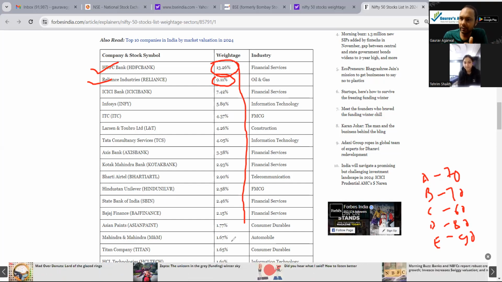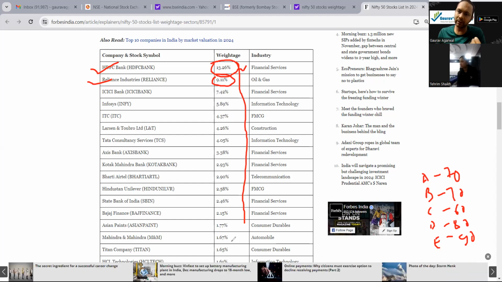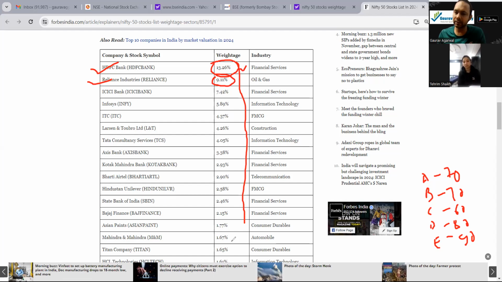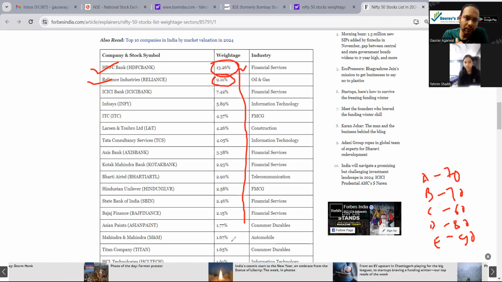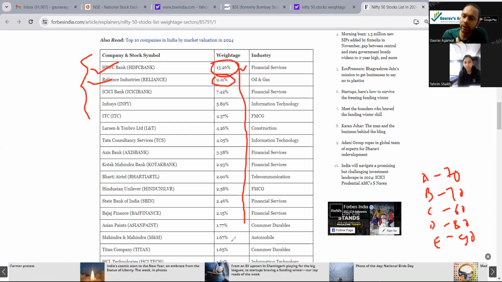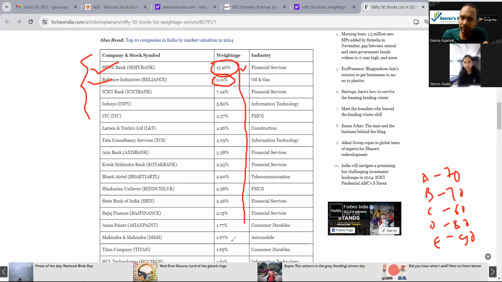So every stock has a different weightage in Nifty 50. The highest weightage is of HDFC Bank, which is 13.26 percentage. Then we have Reliance Industries at 9.11 percentage, ICICI Bank at 7.42 percentage, right? You might have heard sometimes that Nifty 50 is up by certain points or down by certain points. It depends on the weightage of these stocks. If these stocks go up and down, they will take Nifty up and down too, based on these percentages.